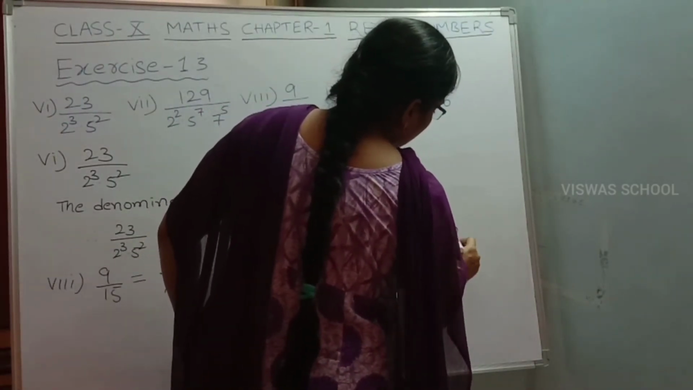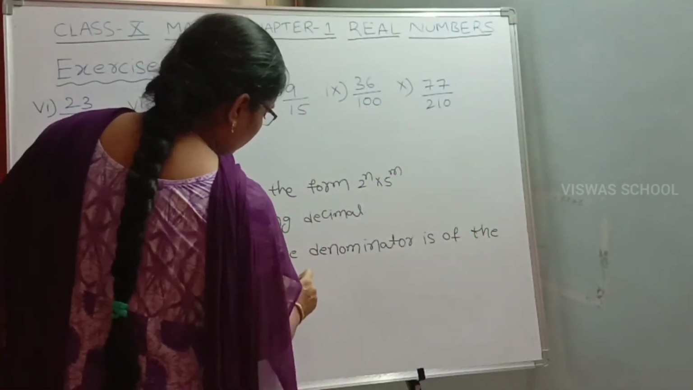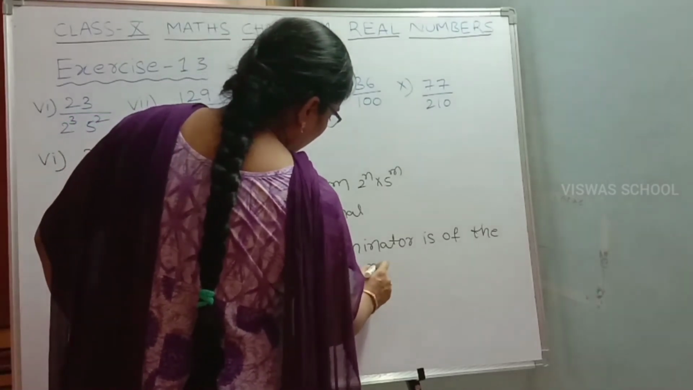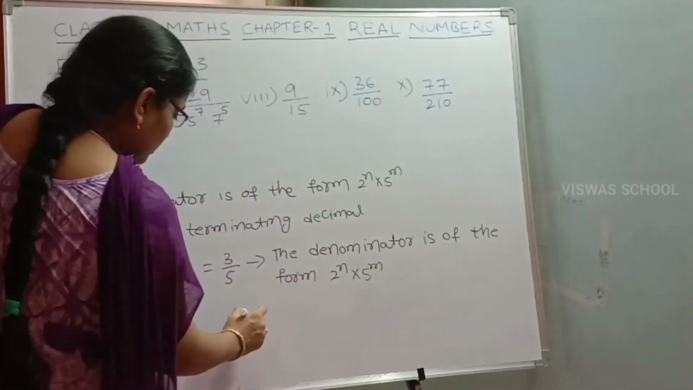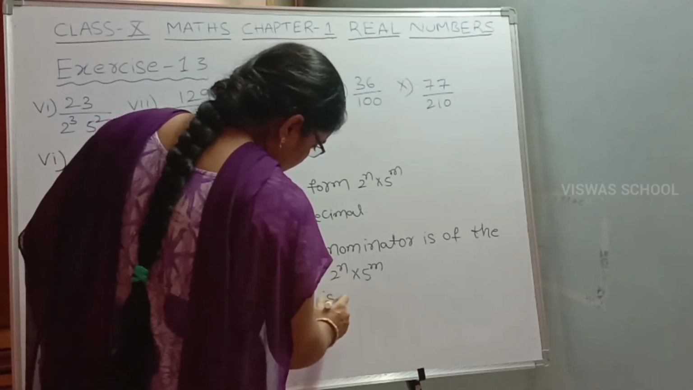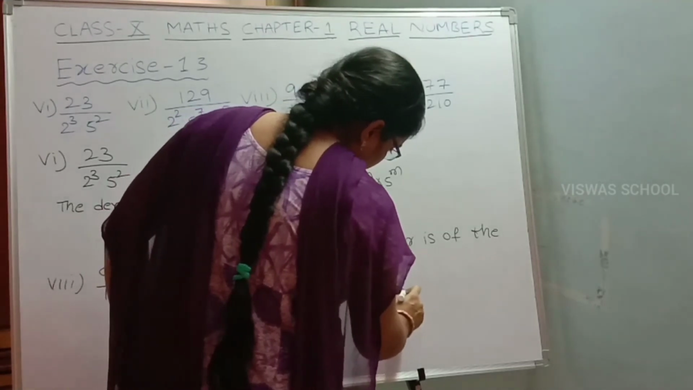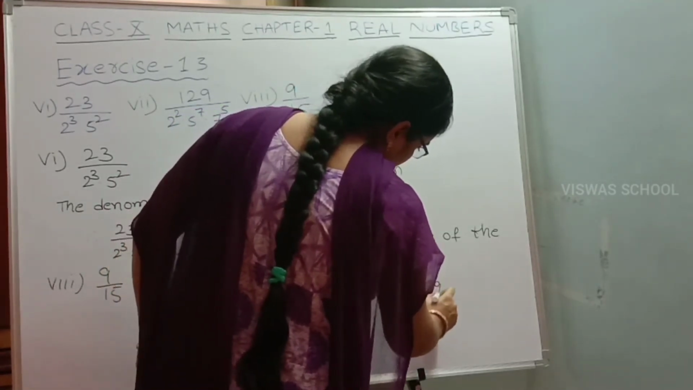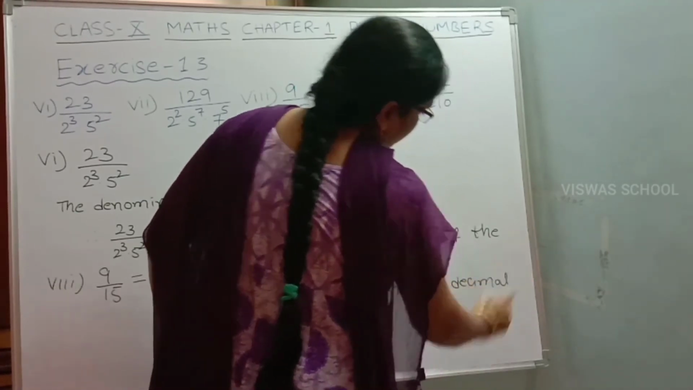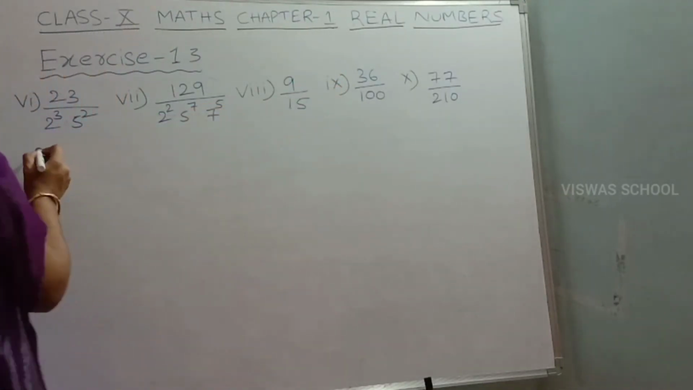The denominator is of the form 2 power n into 5 power m. Therefore, 9 by 15 is terminating decimal. Next one is 36 by 100.